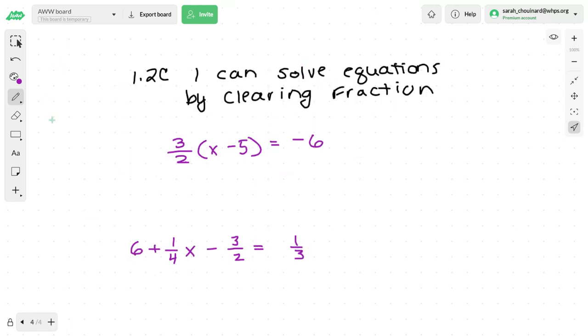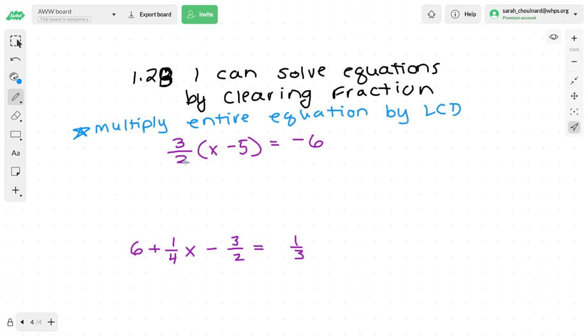So the next I can statement that we are covering in this video is 1.2b, not C. Let's change that. 1.2b, which is that we can solve equations that have fractions by clearing fractions. And so the way that we're going to do that is we are going to multiply the entire equation by the LCD, the least common denominator.